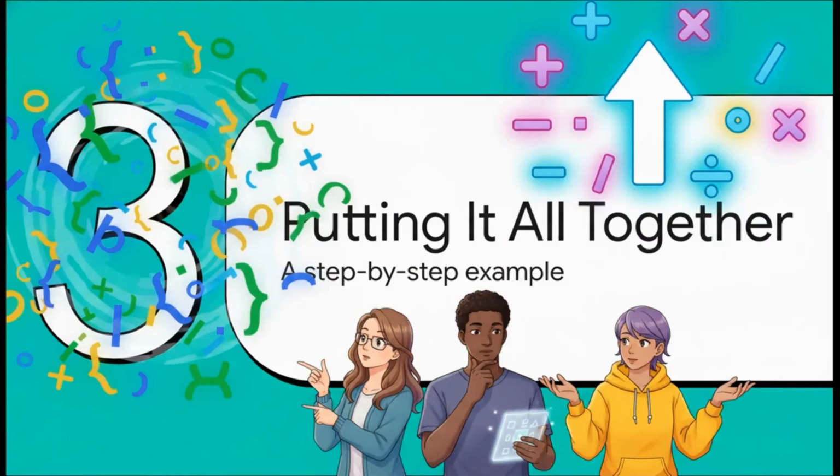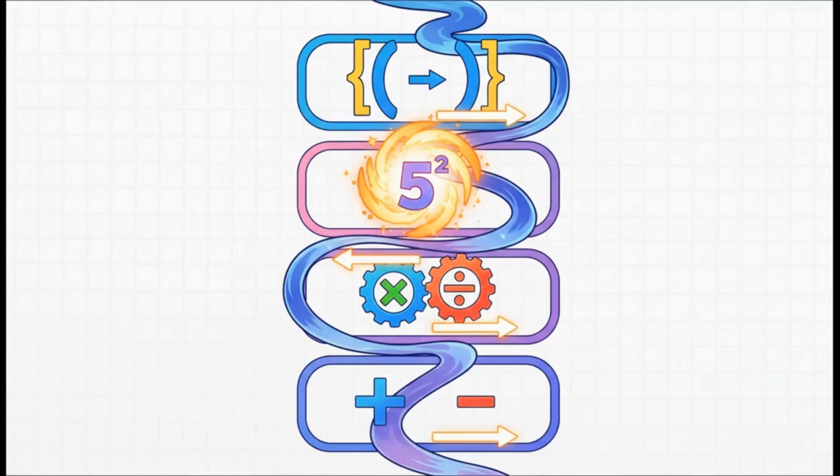Okay, it's time to put it all together. We've got the standard rules, and we've got the grouping symbols that can break those rules. Let's combine all of this and solve something that looks a little more intimidating. So here it is, the complete 4-step process.